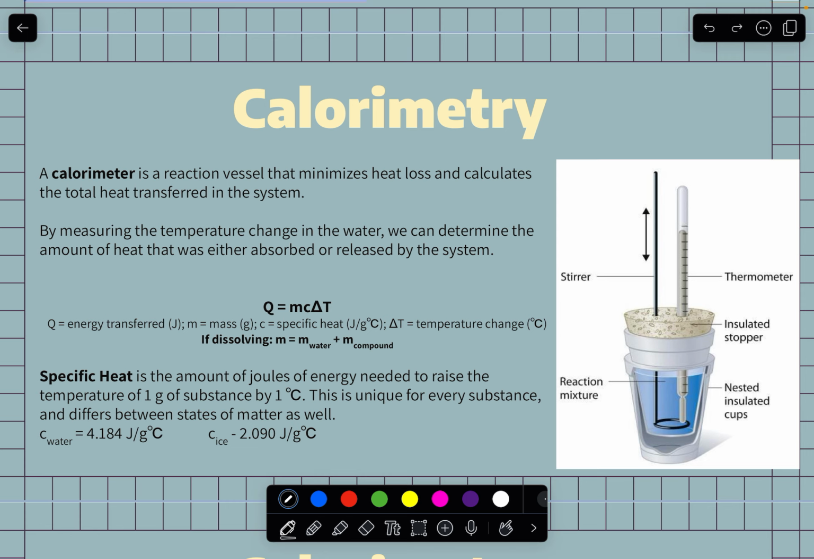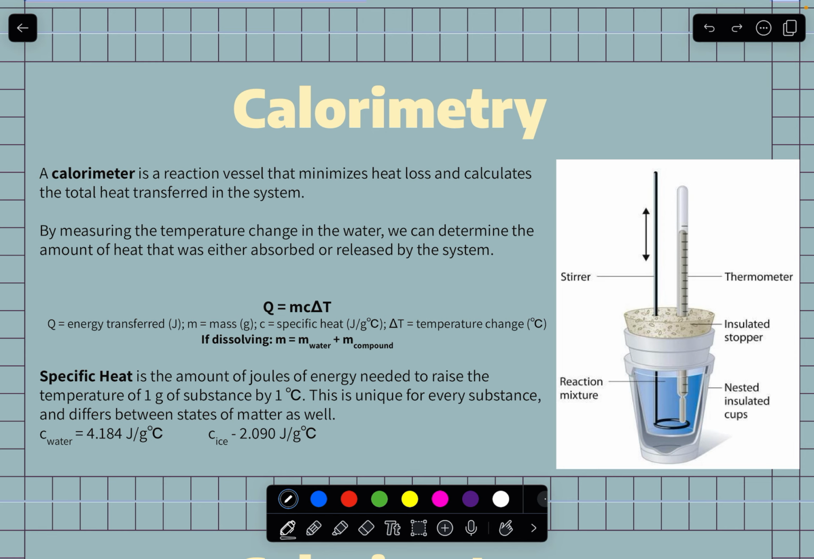And by that, we can determine how much energy was released or absorbed by the system, right? So from the change in the water, we can determine the energy absorbed or released by whatever we're measuring. And we're going to use this equation here. Q equals mc delta T. It's also known as the MCAT, because that delta looks like an A. Okay, so remember, Q is the energy transferred, m is your mass, c is your specific heat capacity that's given to you, and delta T is the change in temperature. Remember, change is final minus initial.